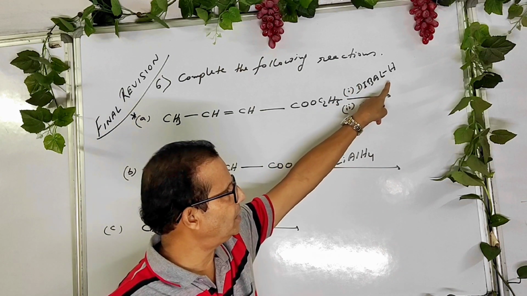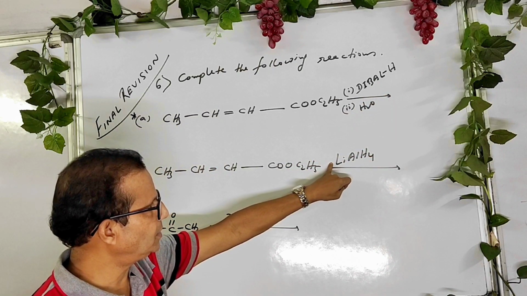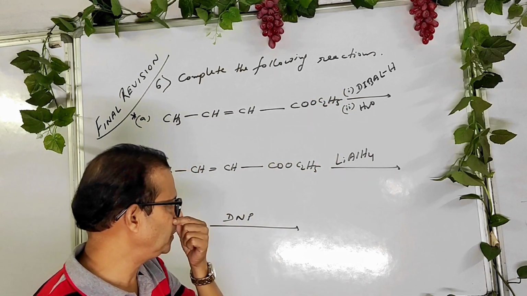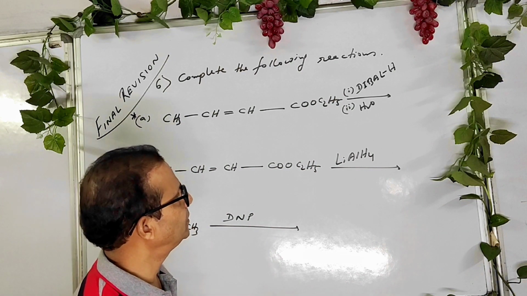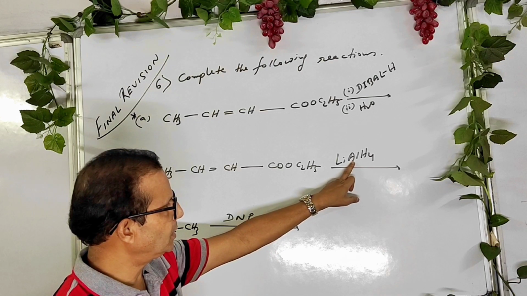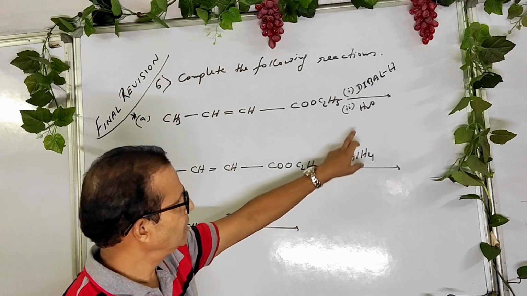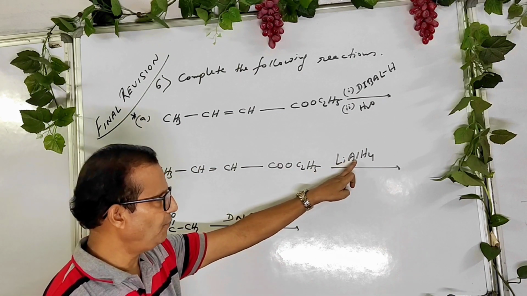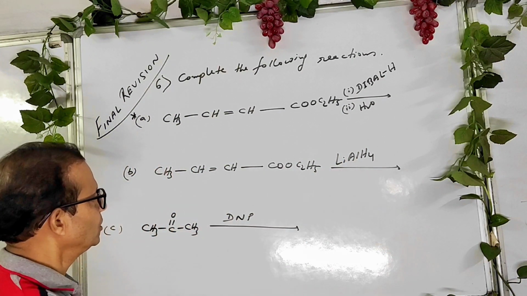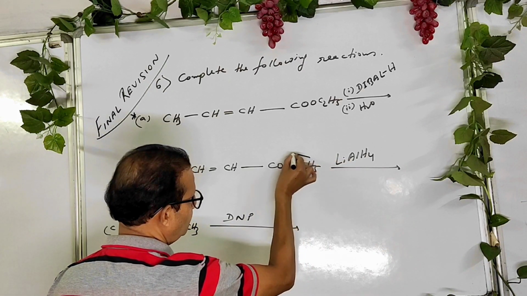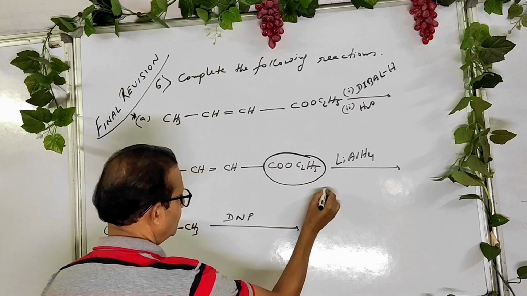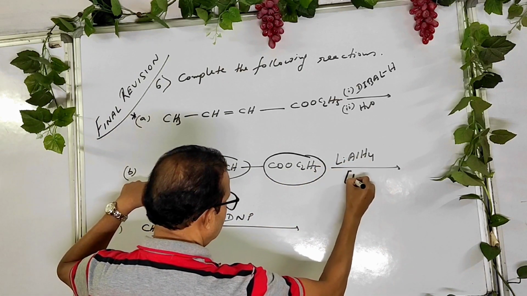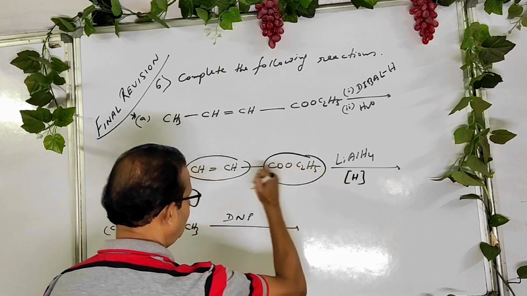Diisobutyl aluminium hydride and lithium aluminium hydride are both used as reducing agents in organic chemistry, but the difference is that lithium aluminium hydride is a stronger reducing agent than diisobutyl aluminium hydride. As it is a very strong reducing agent, it reduces the ester group into aldehyde as well as the double bond. So you get the product. Actually it furnishes nascent hydrogen which is responsible for reduction.